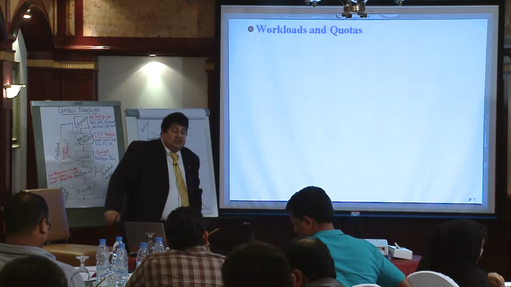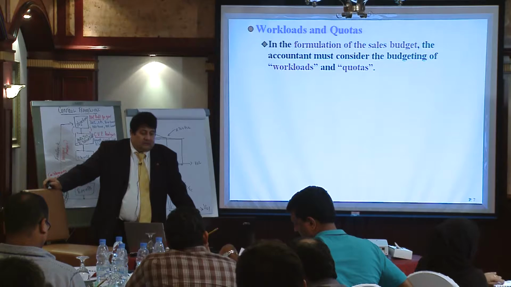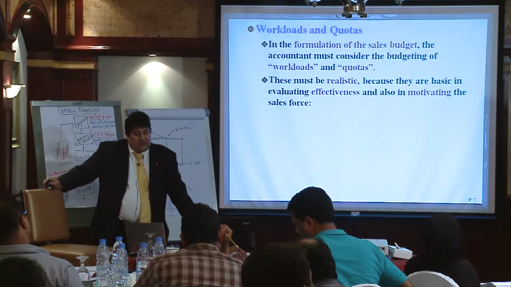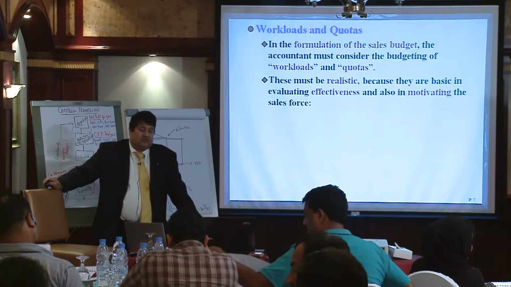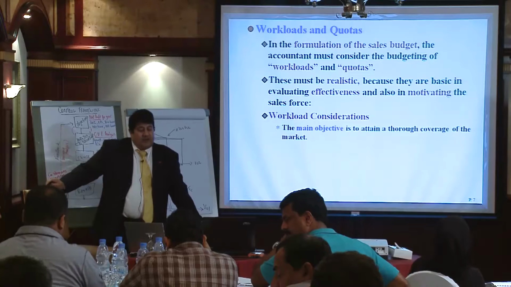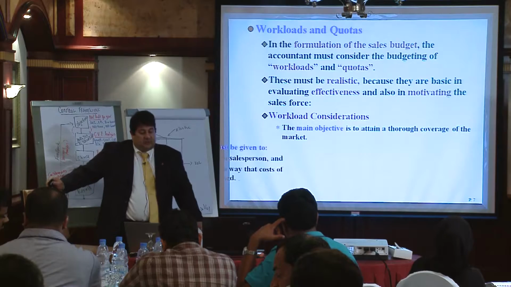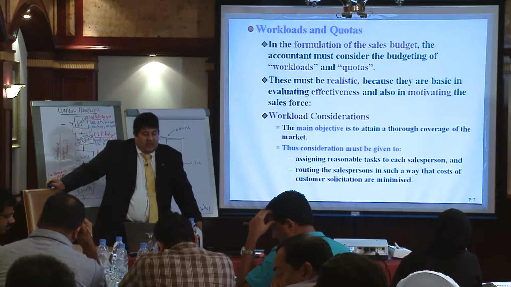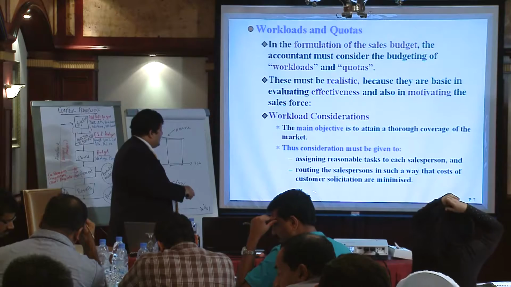The next thing about the salesman is to give their workloads and quotas. In the formulation of the sales budget, the accountant must consider the budgeting of workloads and quotas. They must be realistic because they are basic in evaluating effectiveness and also motivating the sales force. So in terms of workload, the main objective is to obtain a thorough coverage of the market. You want to cover as much of the market as possible. Consideration must be given to assigning reasonable tasks to each salesperson and routing the salesperson in such a way that the cost of customer solicitation is minimized, so that the cost of going to customers and getting their business would be minimized.